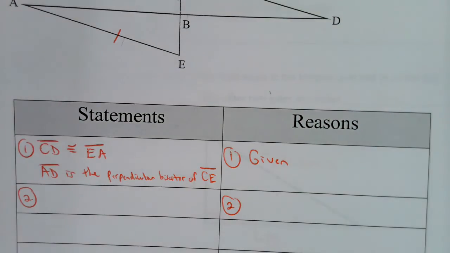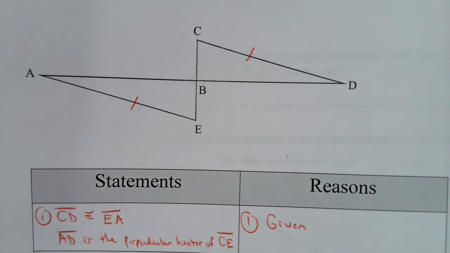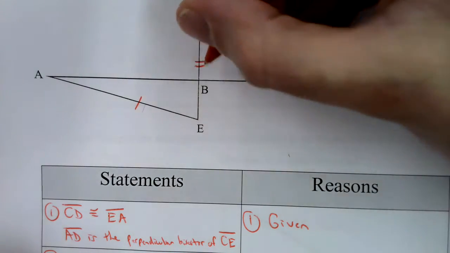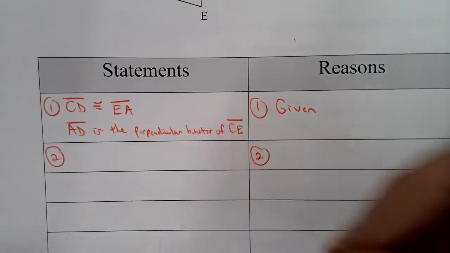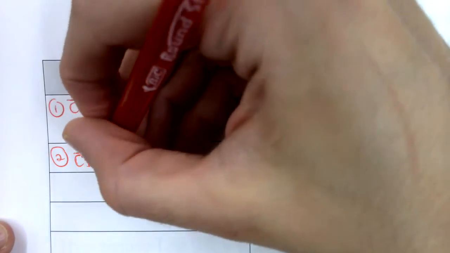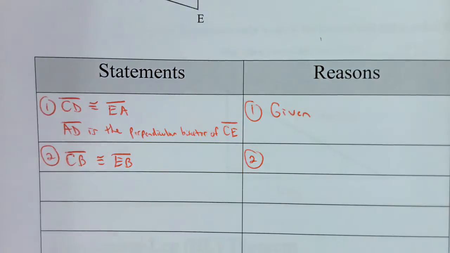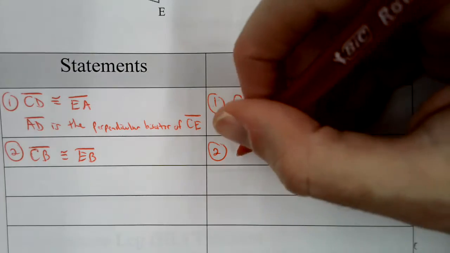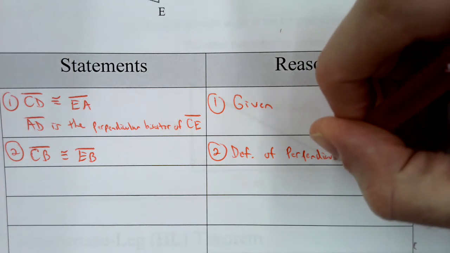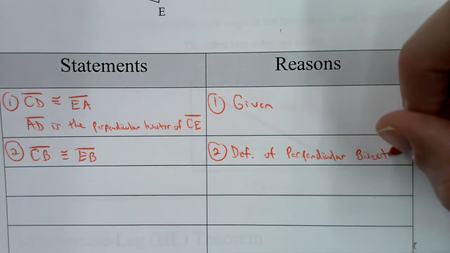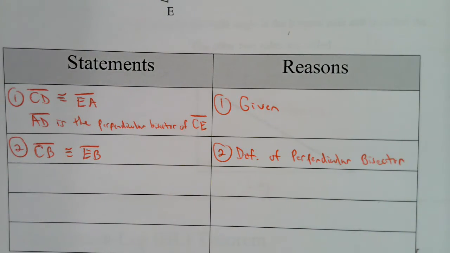Okay, so there's a couple ways I could start for step 2. Since it's the perpendicular bisector of CE, it means CE is cut in half, so I'm going to take care of that part now. I'll say that CB is congruent to EB. I'll say definition of perpendicular bisector. Okay. What else do we got?